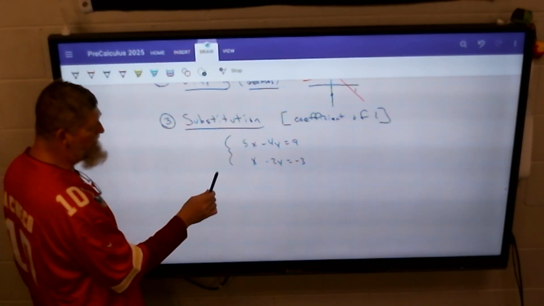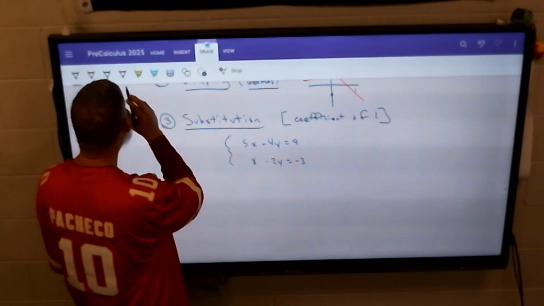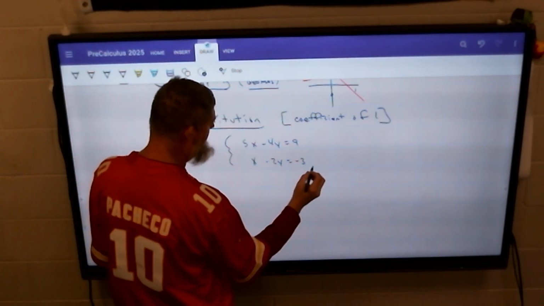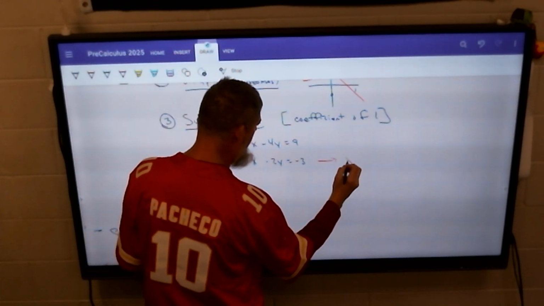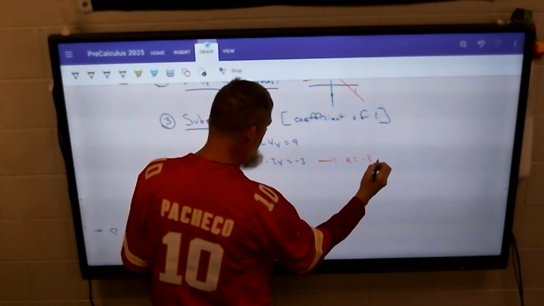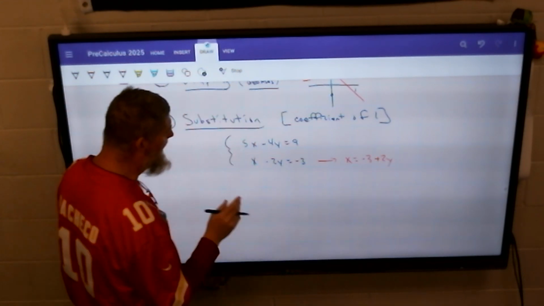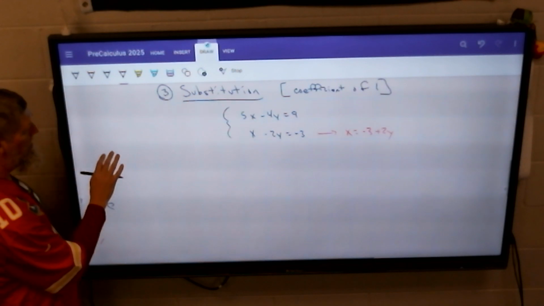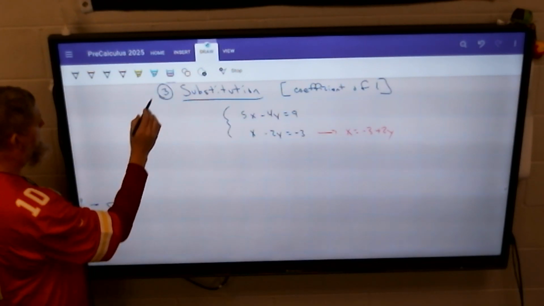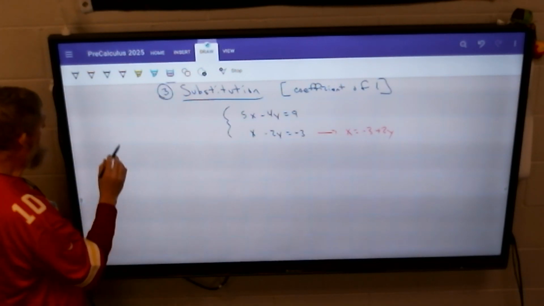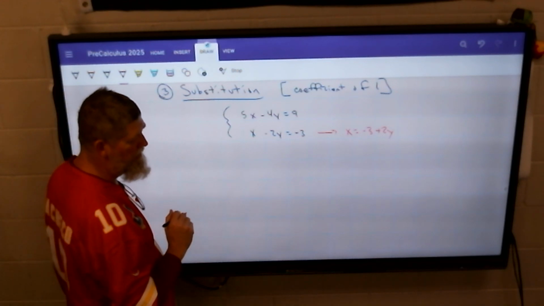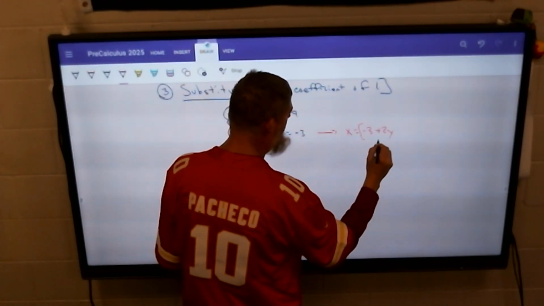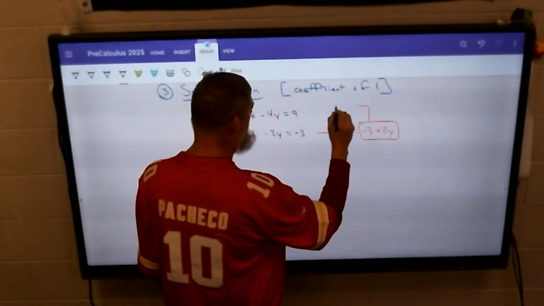But if I have a coefficient of 1, then all I'm going to do is take this equation and solve for x. I'm going to have x equals negative 3 plus 2y, so x is by itself. Now, why would I want to get x by itself? Because x has a coefficient of 1. And now that I have x equals, what can I do with that? You can plug it in. I have negative 3 plus 2y, I can replace x.